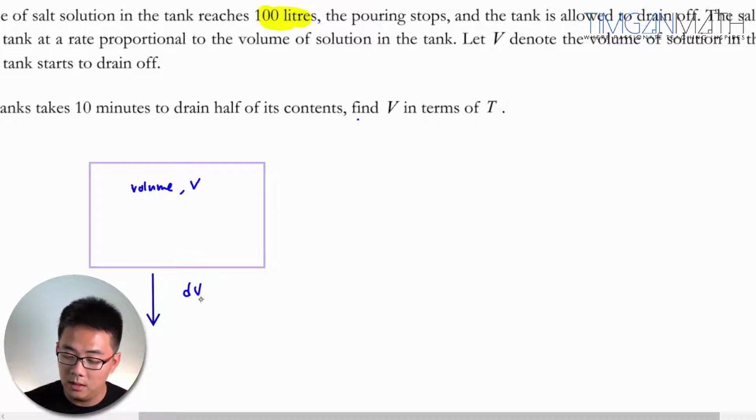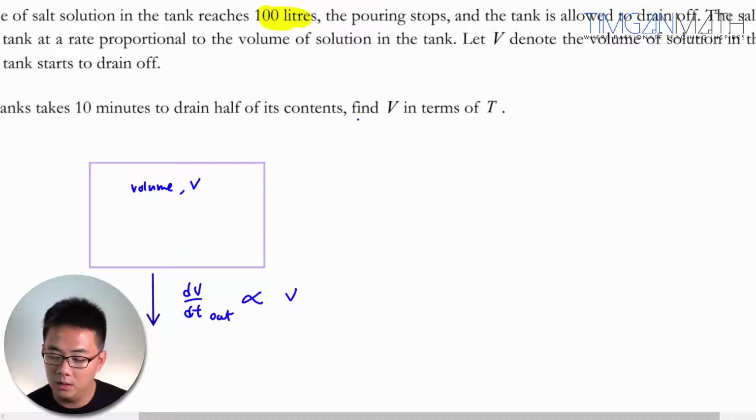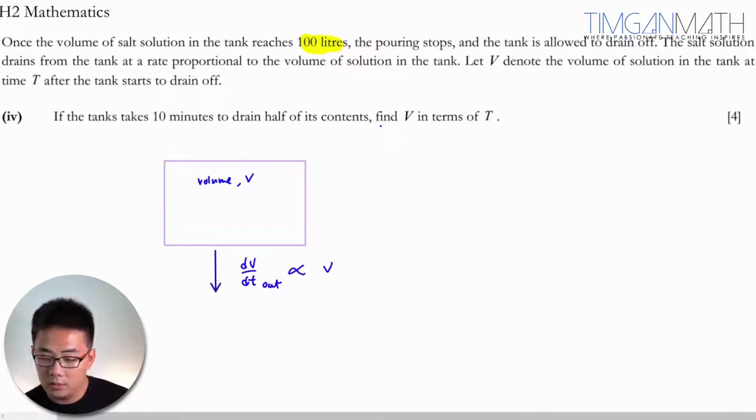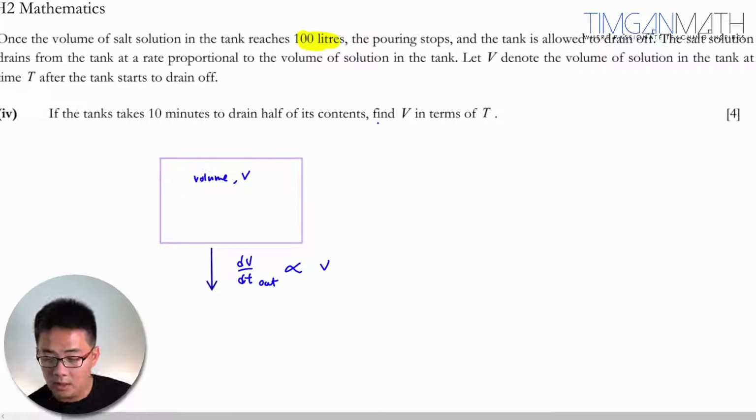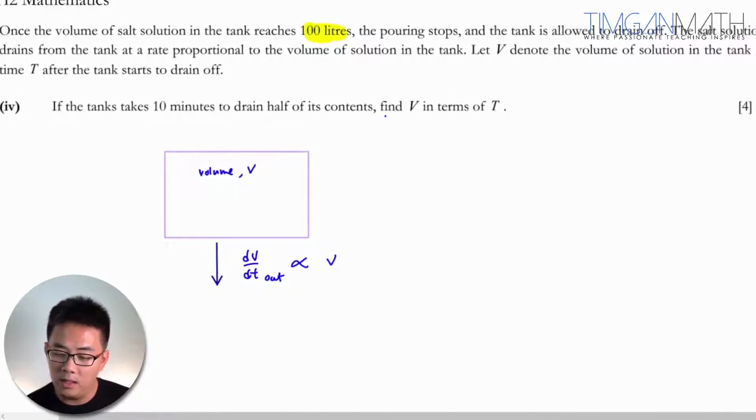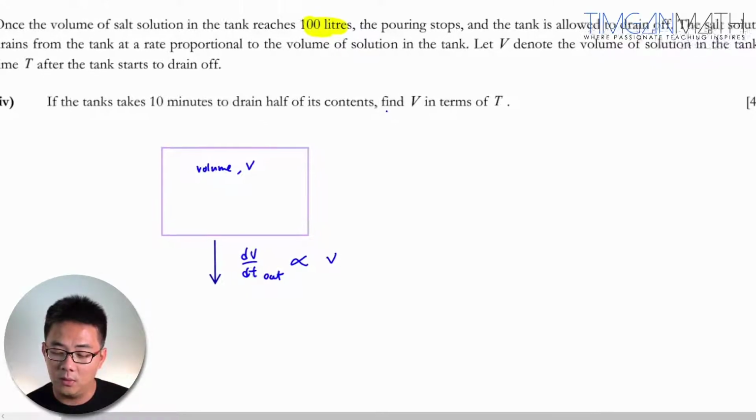This dV/dt is going out at a rate proportional to V. The source drains off at a rate proportional to volume. Let V denote the volume of solution in the tank at time t after the tank starts to drain off. It takes 10 minutes to drain half of its contents. So find V in terms of t.